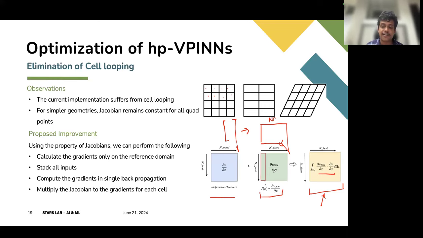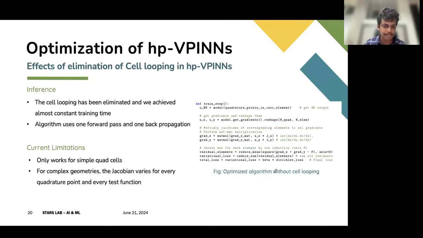So this actually eliminates the problem. And think of it, instead of looping over 100 cells, we should be able to solve in a single go, which reduces your training time by a lot. Okay. But this is the algorithm that I was talking about.